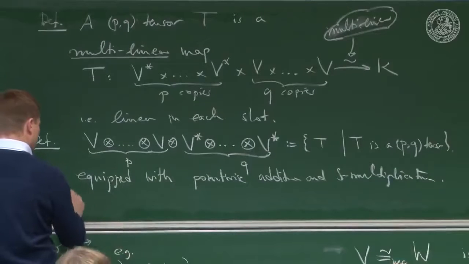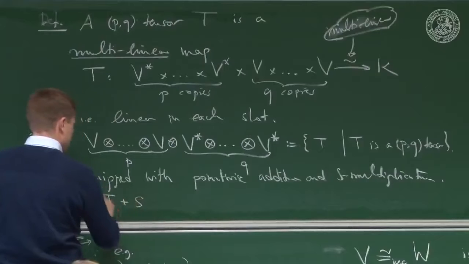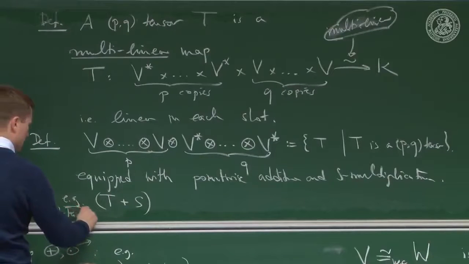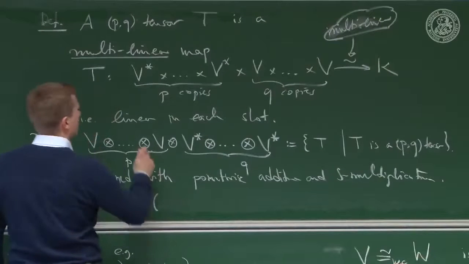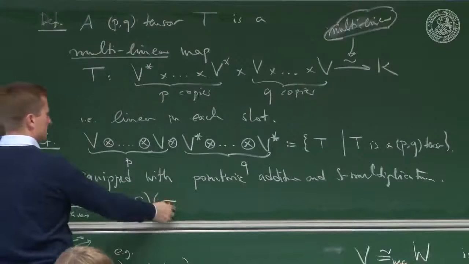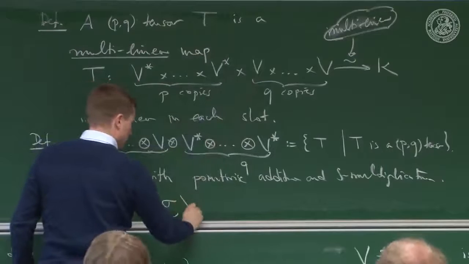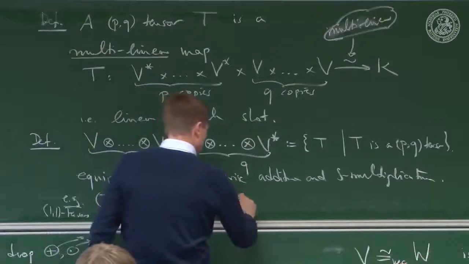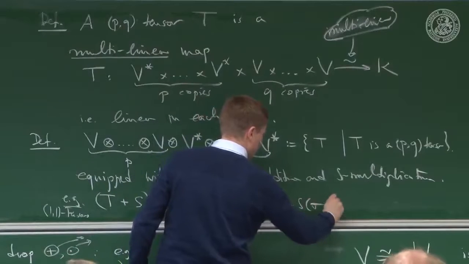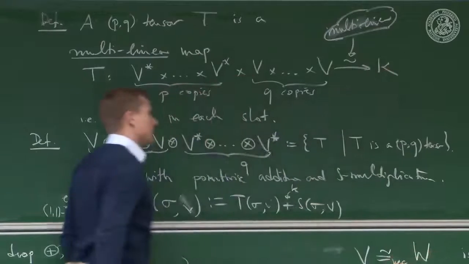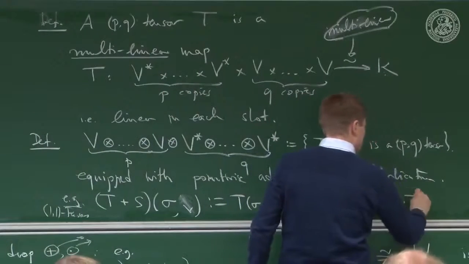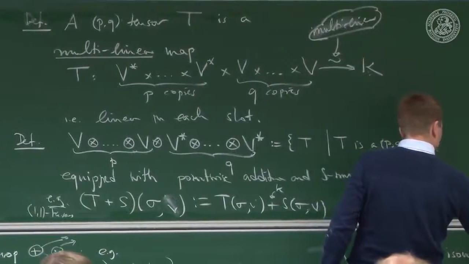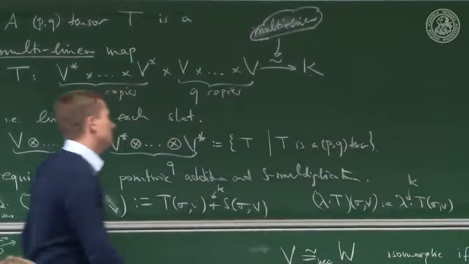So what do I mean by pointwise? For example, T plus S, if they're both (1,1) tensors, then depend on what do they eat? They eat an element of V star, sigma, and they eat an element of V, a small v, and the sum of these two is then defined as T of sigma v plus S of sigma v, and this plus here is of course the plus in the target K. And similarly lambda T of sigma v for this (1,1) case is defined as lambda times T of sigma v, and again this is the multiplication in K.